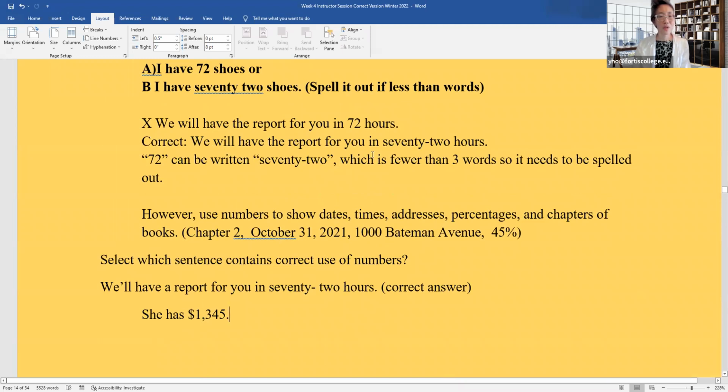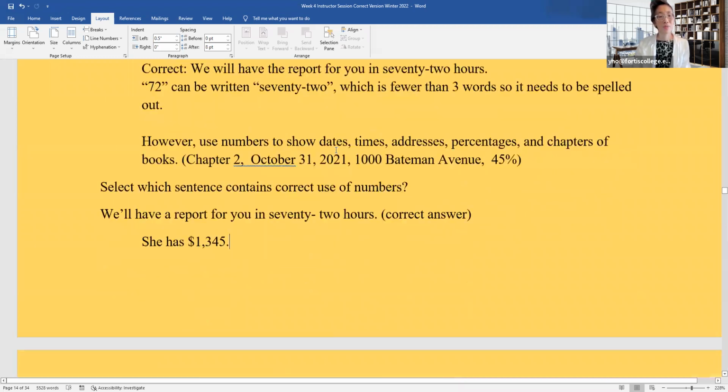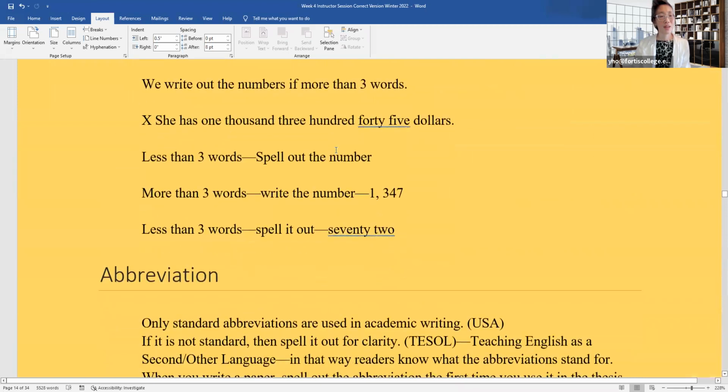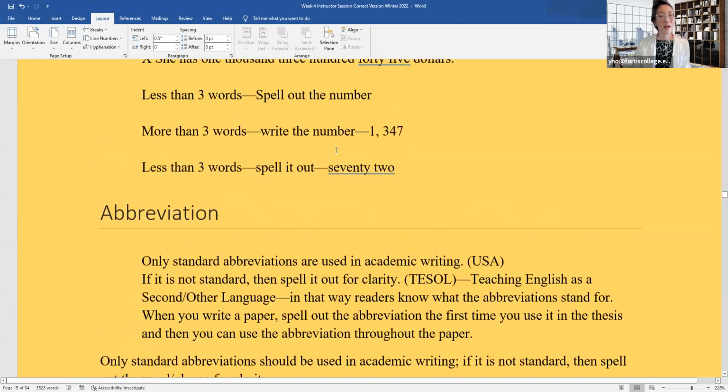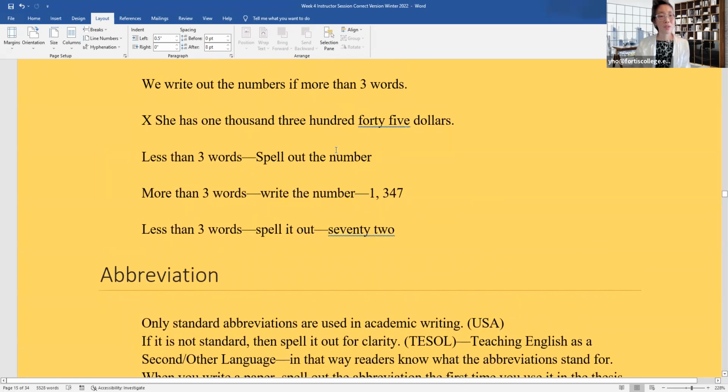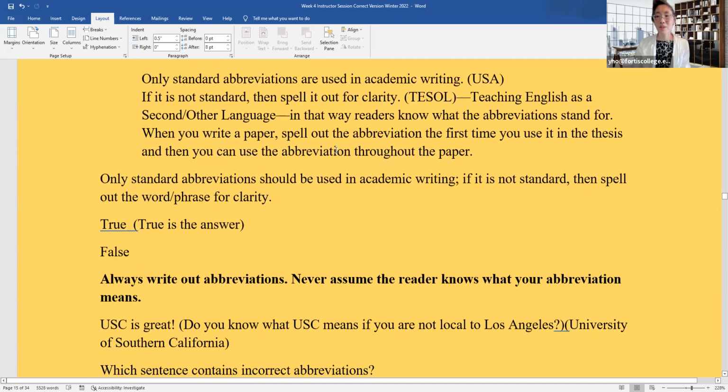We will have the report for you in 72 hours. I believe the quiz asks which one is correct, and the correct one is this one, because it's less than 3 words. And that's it for numbers. Anybody else have a question with numbers?